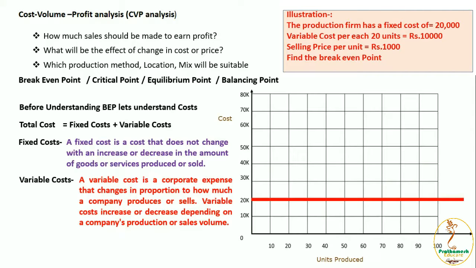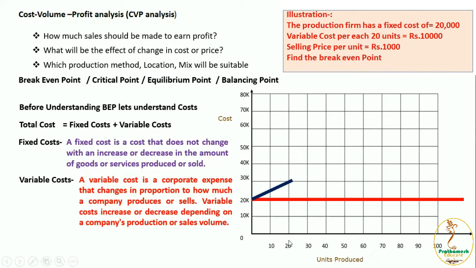This is fixed cost. Then the variable cost is given for each 20 units. For each 20 units, we have to incur 10,000 rupees as variable cost. So if we are producing 20 units, we are incurring 10,000 rupees of variable cost. So variable cost upon the fixed cost line, we have to draw that.